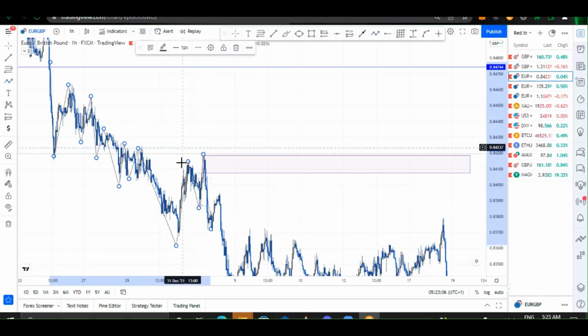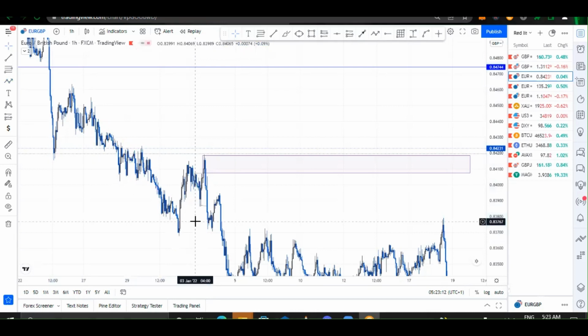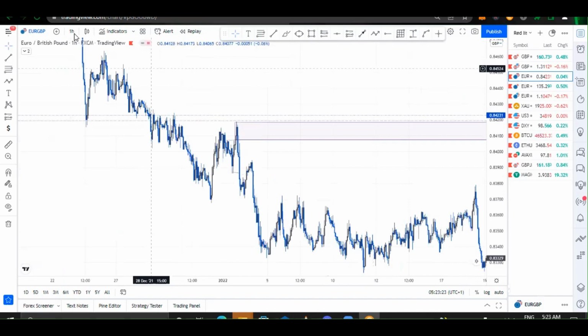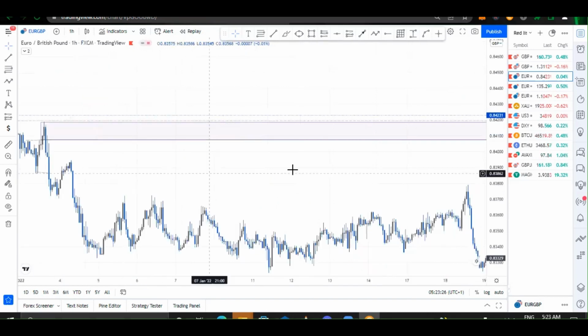So this is our CHoCH right here. It breaks up here, breaks down here. That is our CHoCH, right? And it starts showing signs of weakness, that it can't break the lows anymore. So that is one thing that you'll be seeing more likely. With that, let us see if this order block is still there on the 30 minutes time frame.